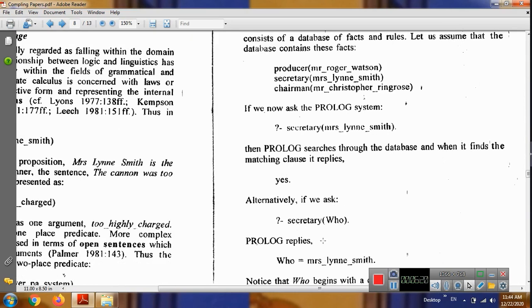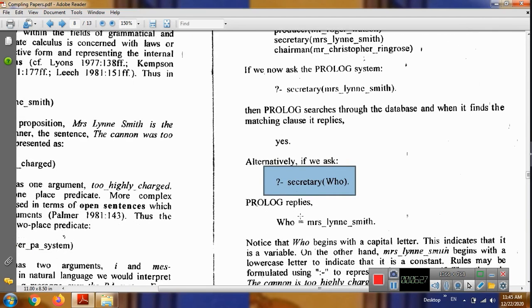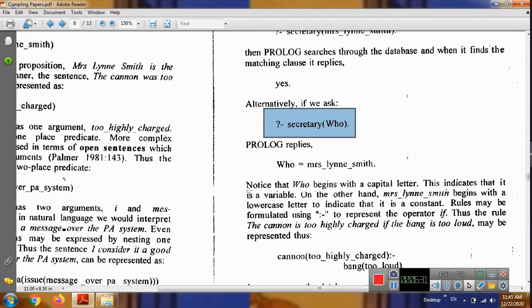Alternatively, if we ask who is secretary, we represent it in this way. Prolog replies who, Mrs. Lion Smith. Notice that who begins with a capital letter here. This indicates that it is a variable. On the other hand, Mrs. Lion Smith begins with a lowercase letter to indicate that it is a constant.